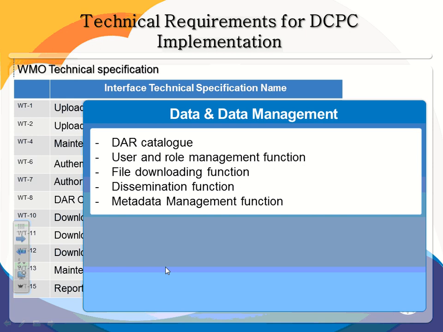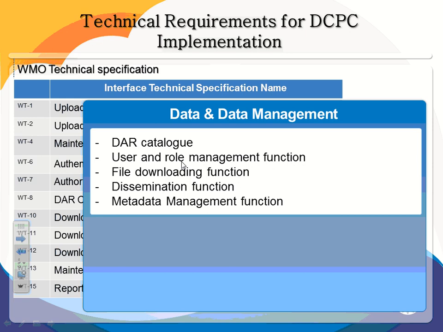I summarized the data and data management sections in this technical requirement. Mainly those 5 items are concerned with data and data management in the WMO technical specification for DCPC. The DAR, Discovery, Access, and Retrieval Catalog, is also one of the data and data management interests. And the other one, I think a very important issue in DCPC operation, is the user and role management function.